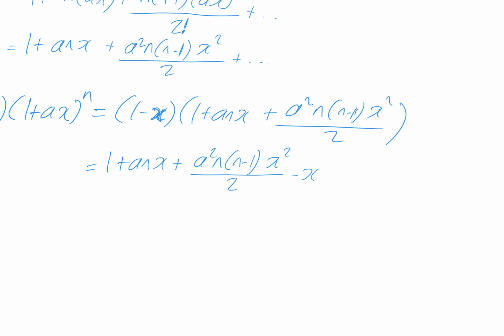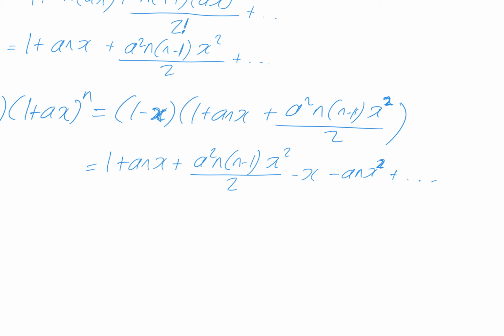And then we have got minus x times anx, which is minus anx². And thankfully, I don't need to multiply the next term out. It would be minus x times an x² term, which would give you an x³ term. So I have no need to do it. I'll just stop there with what I have done.